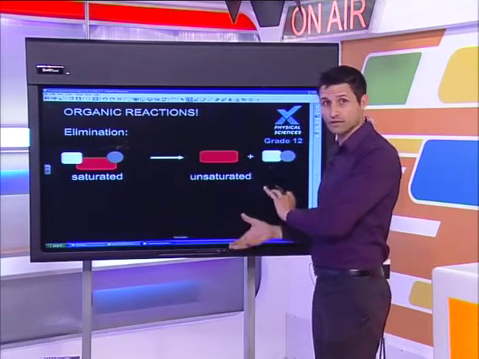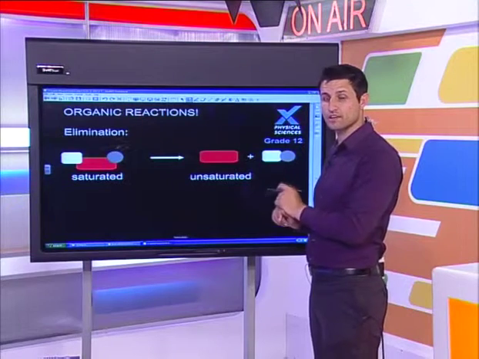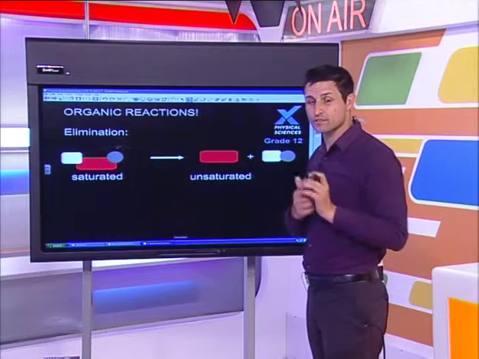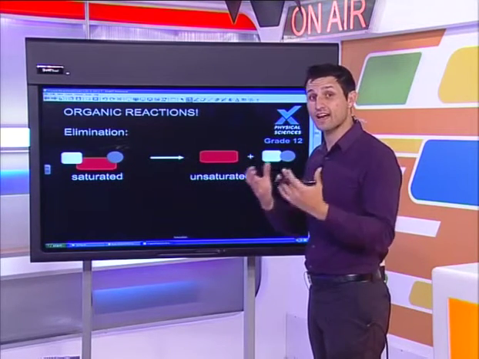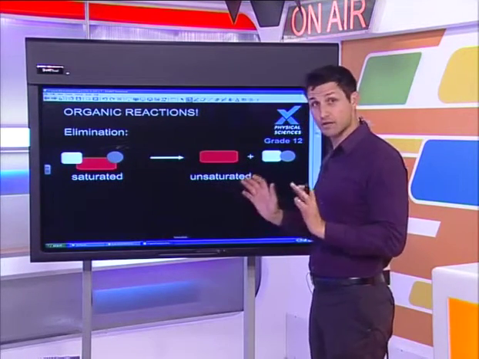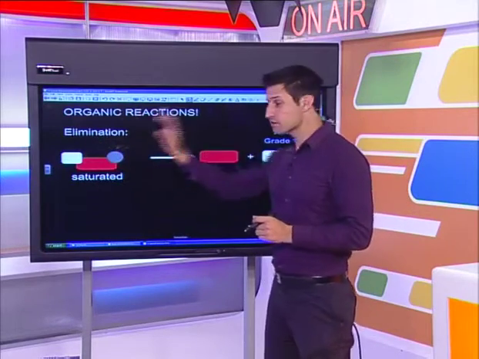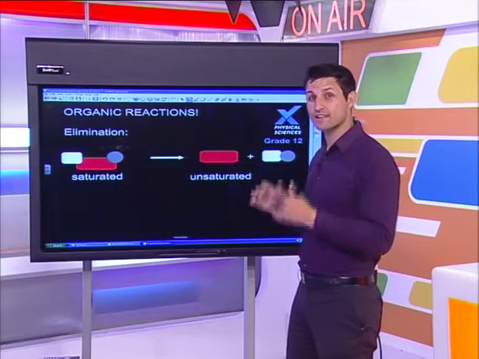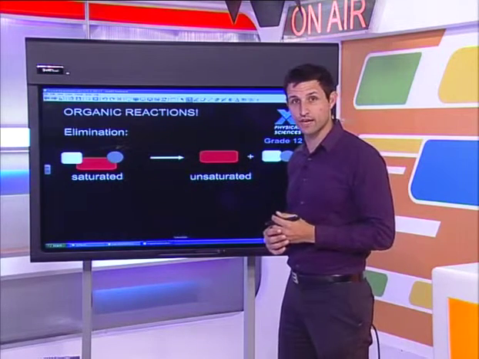I have two products. One of them is unsaturated. Now, in each organic reaction, I want you to concentrate. How many reactants and products do I have, and what type of reactants and products? So once again, one reactant, two products. Saturated becomes unsaturated. That's a sign that you've got an elimination reaction.